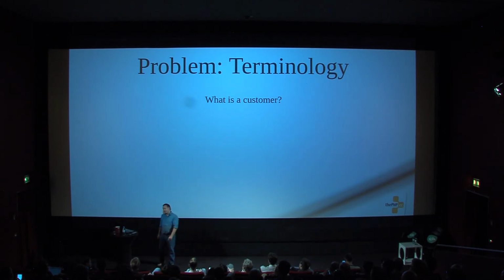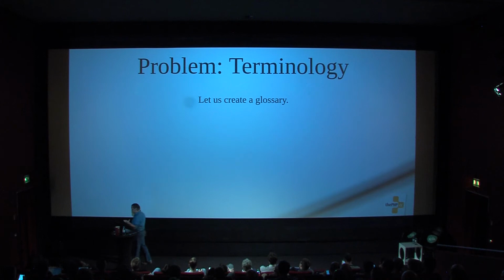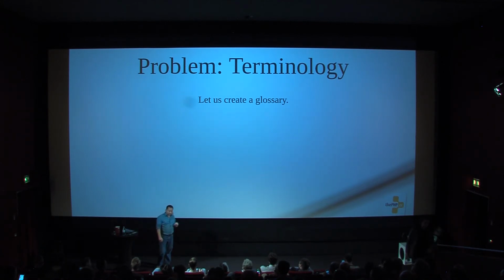And since nobody can agree on the terms, and the terms are unclear, how can we write decent software? Well, it turns out we can't. We need to get clear on the terms, so let's create a glossary. Who has a glossary of important business terms? It's not too many. And it's hard to create one.